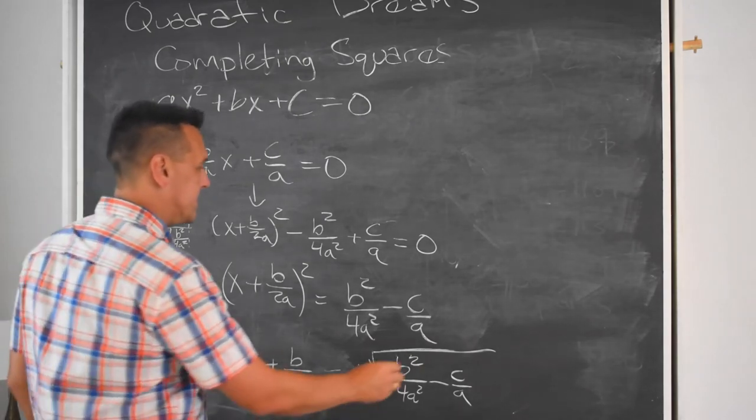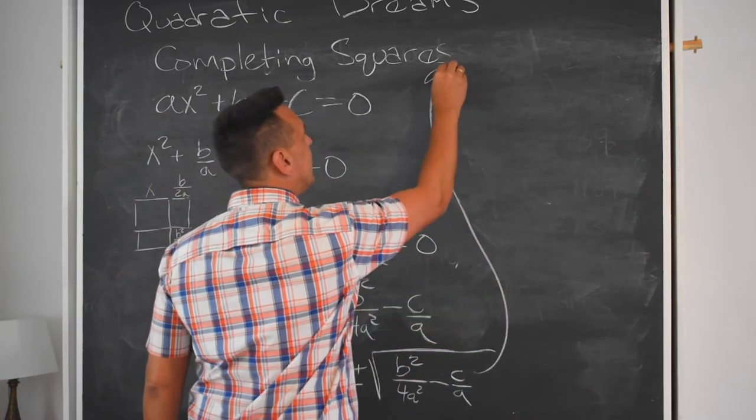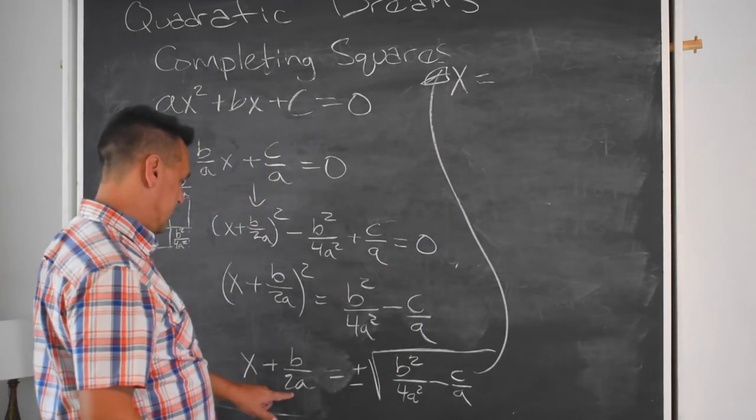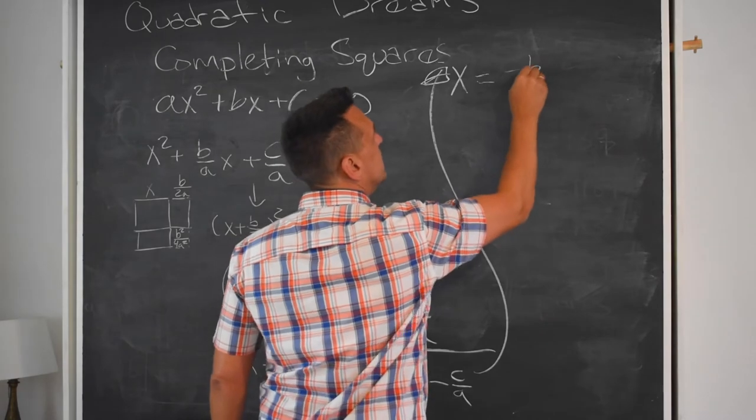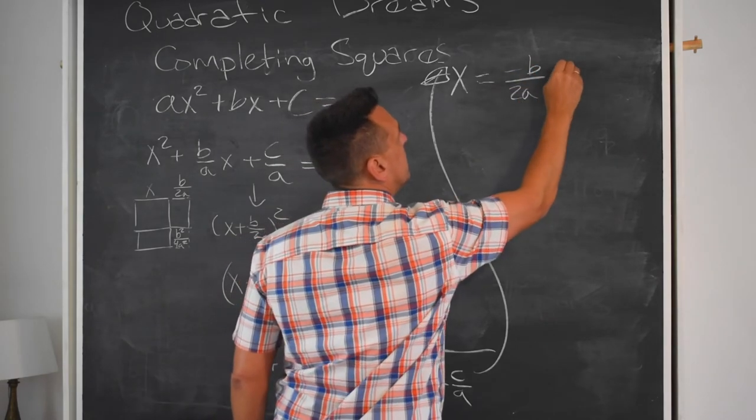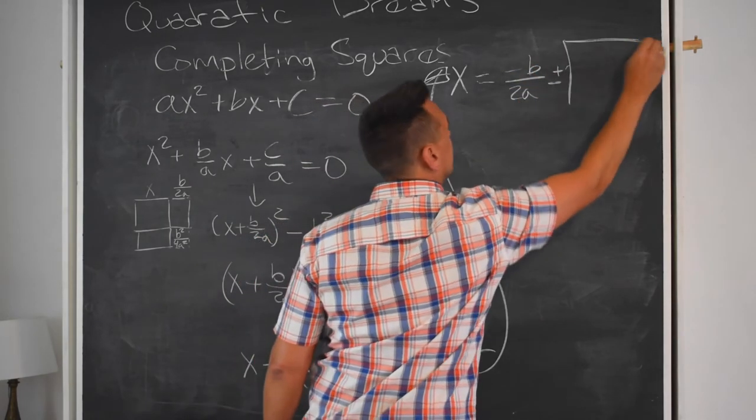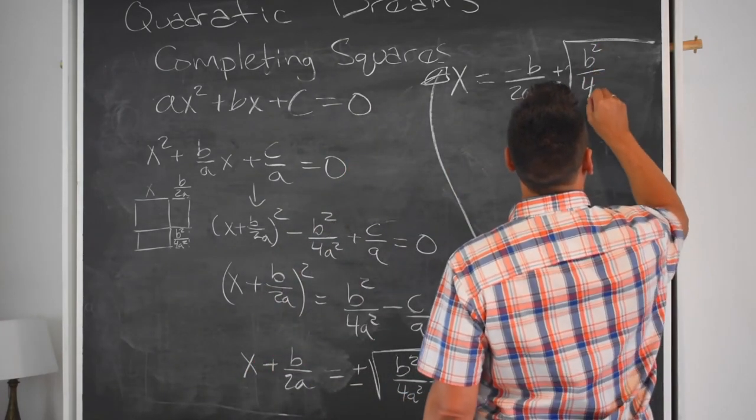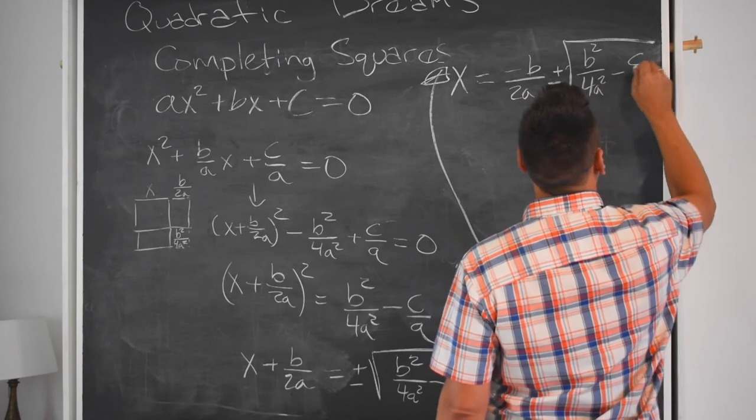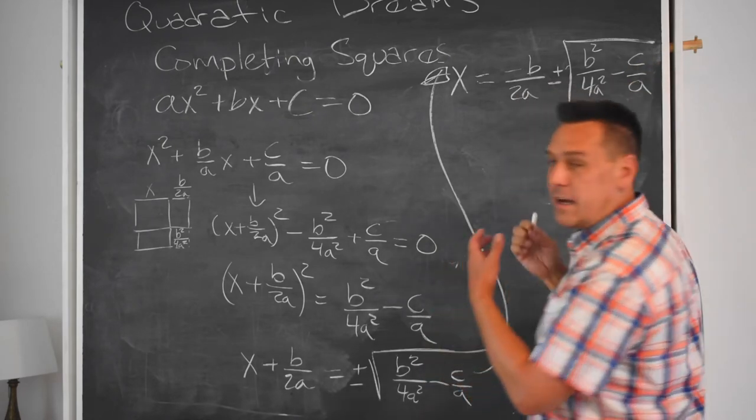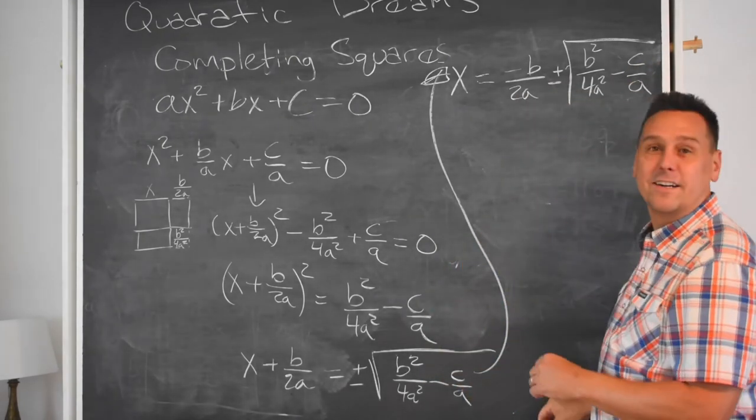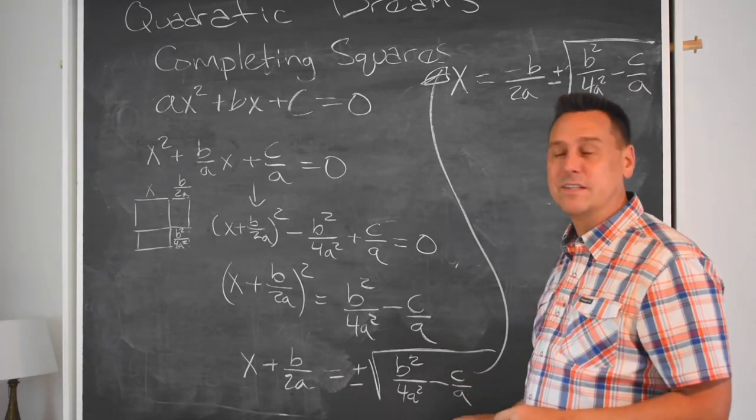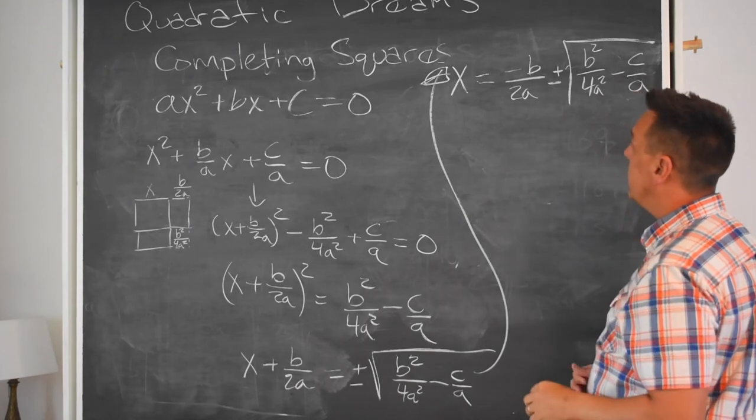So if I want to get to the final step of having x by itself, we get x equals minus b over 2a plus or minus the square root of b squared over 4a squared minus c over a. Ta-da! It's the quadratic formula! Well, almost, right? So here's another homework problem for you. I claim that this is the right quadratic formula.